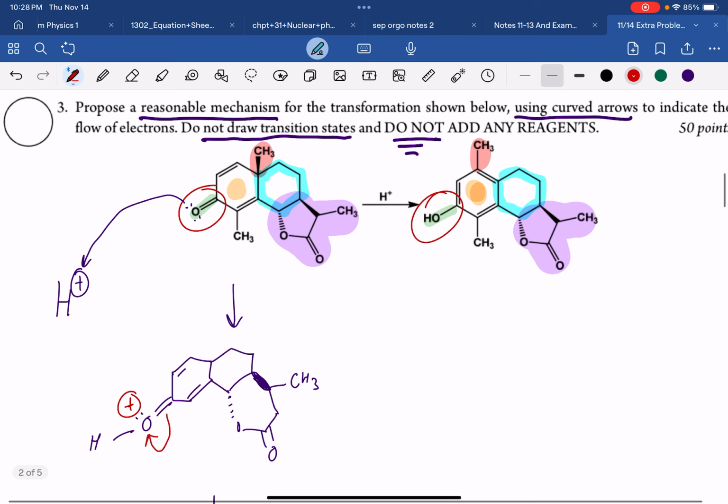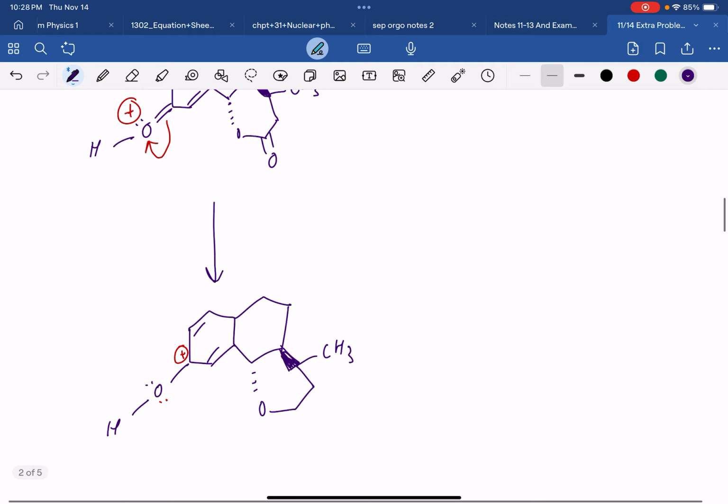Oh, and we're also forgetting the CH3 actually. Let me move back some steps. So this CH3 is here, right? Hopefully you recognize that. Okay, and that's going to be important in this step.